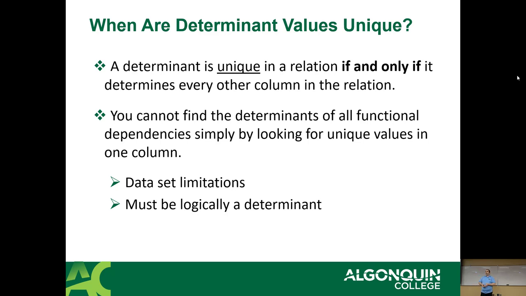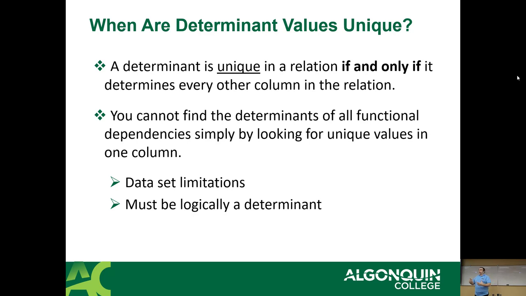It must also be logically a determinant. For a student, the student number is a good determinant because it determines the rest. A person's first name is probably not a good determinant. I'm sure there's at least two people in this room that have the same first name, or at least the same first name phonetically. Not 100% sure. I don't remember people's names. But usually a safe bet is that there's more than one Daniel in the room, because that's a pretty common name.